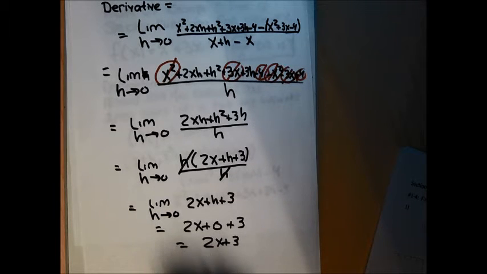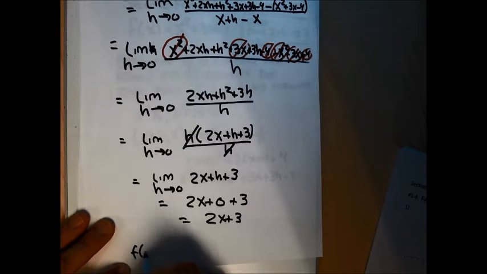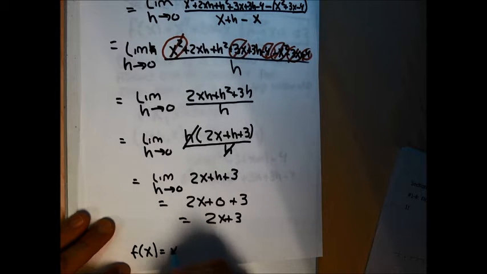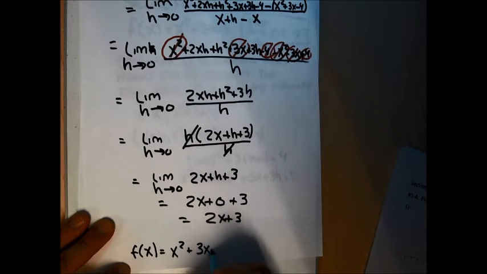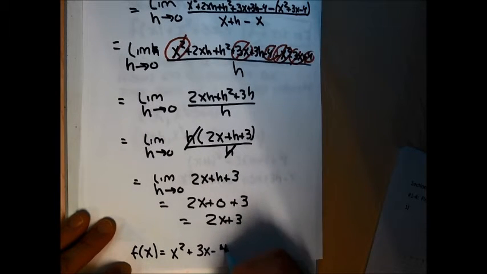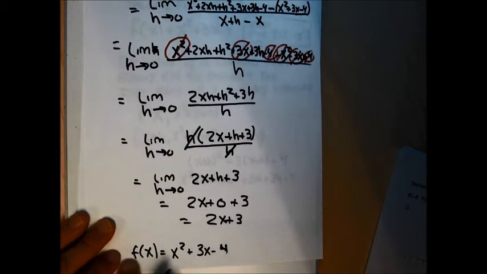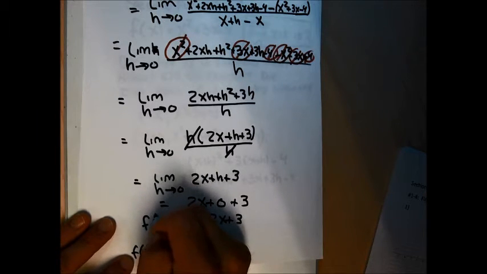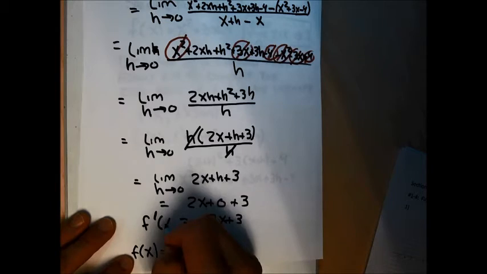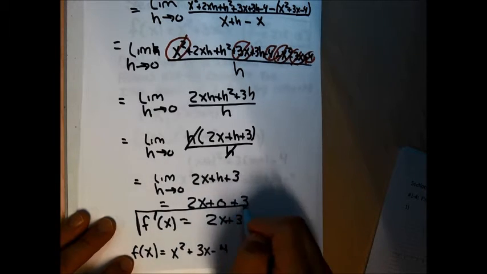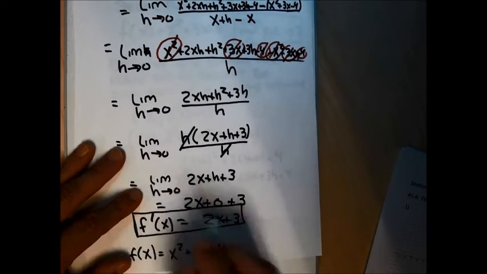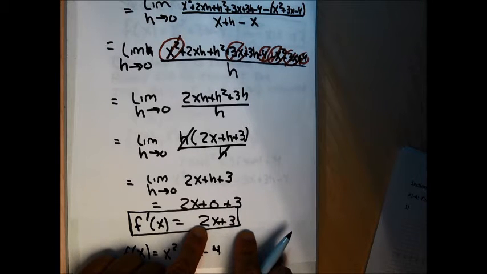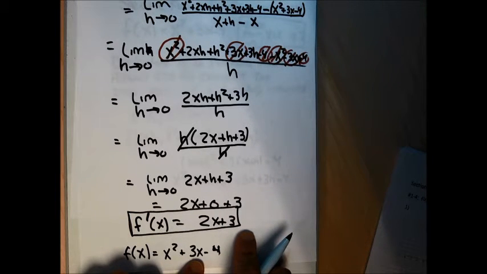We need to give a symbol for the derivative. If the original function f of x was called x squared plus 3x minus 4, the symbol that we give to represent the derivative, we just take this function notation and we put a little prime there. And this tells me that this is the formula that will allow me to find the instantaneous rate of change for any value of x.